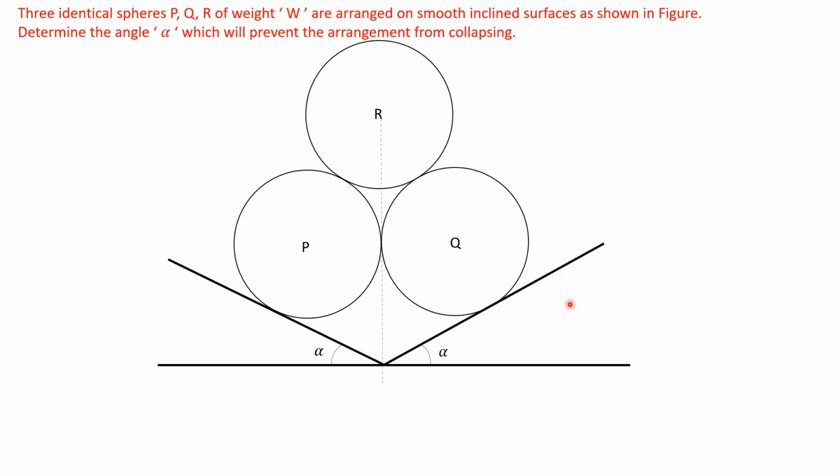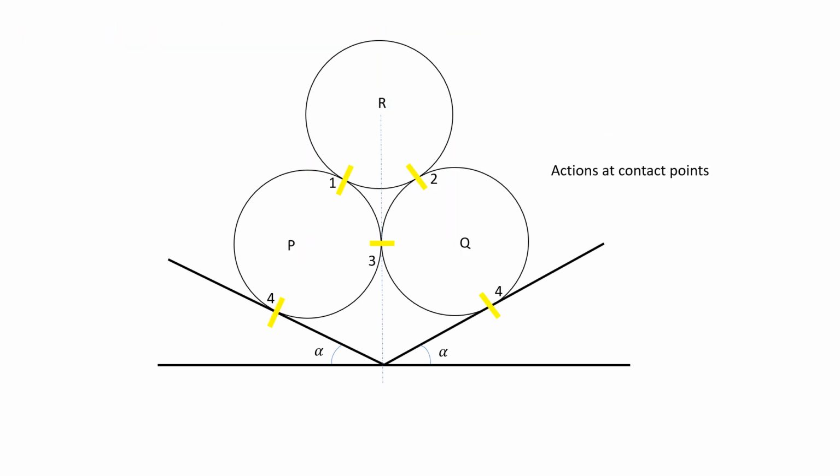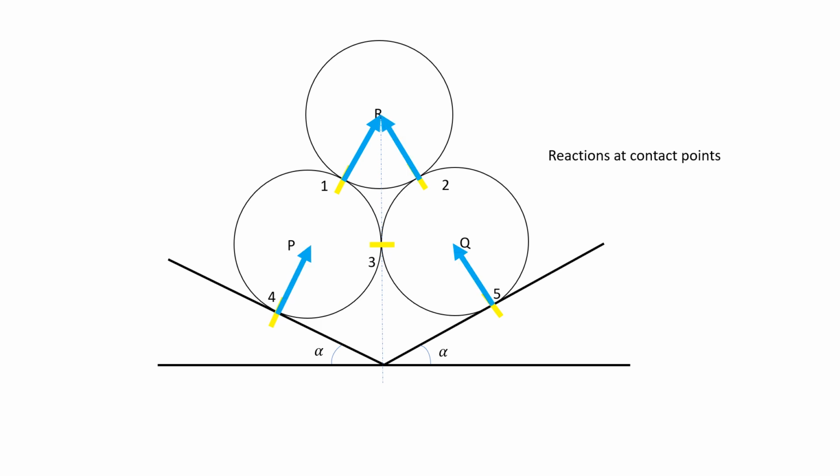So the surfaces move downwards, and at some value of angle alpha, the contact between these points will break. It is called collapsing. These are the surfaces, these are the contact points, these are the actions on the contact points, and these are the reactions from the contact points.